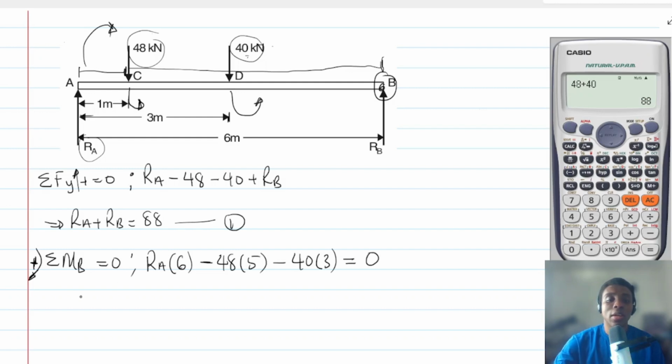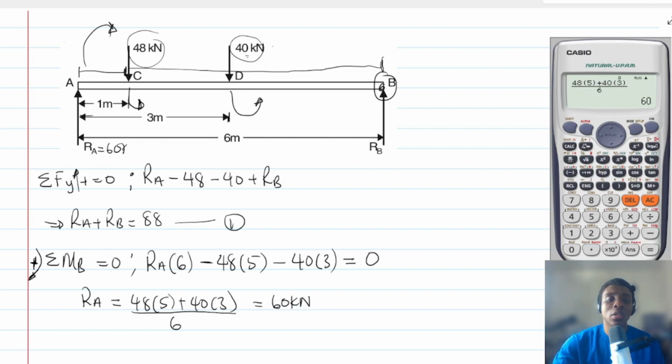Now let's solve for RA. Let's group everything together. RA is 48 multiplied by 5 plus 40 multiplied by 3, then we divide everything by 6. Let's do it together: 48 multiplied by 5 plus 40 multiplied by 3, divided by 6, and if you do that, we have 60. So RA is 60 kilonewtons.